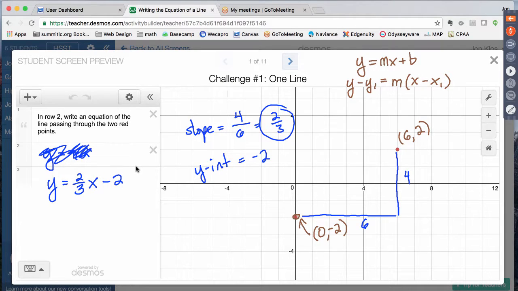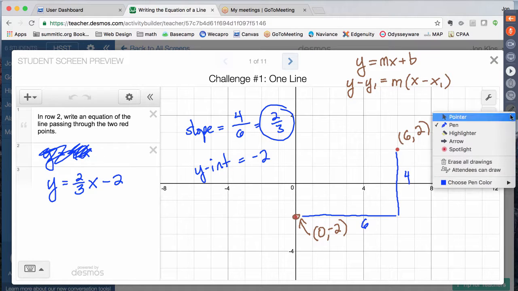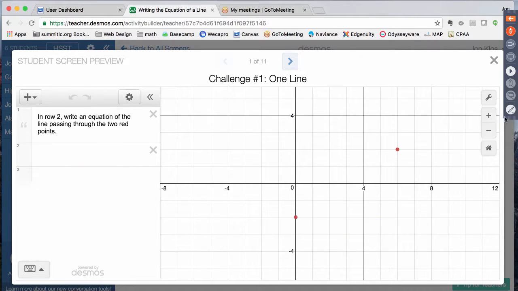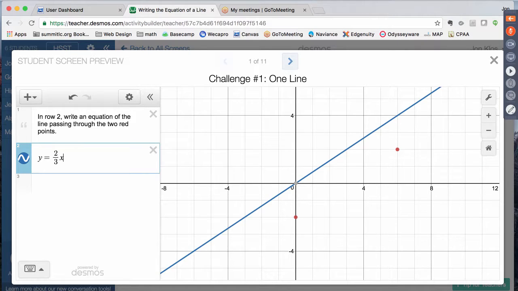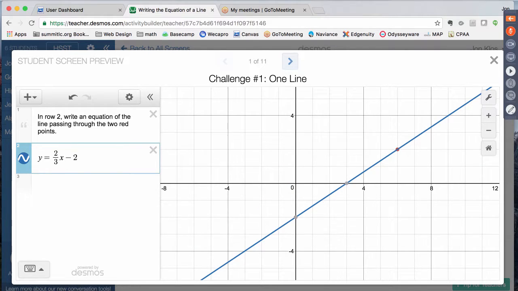All right, let's go ahead and test that out. I'm going to clear this out and let's put that equation in. So y equals 2 divided by 3 times x minus 2. And look at that, we have a line that goes through our 2 points. I like that a lot.